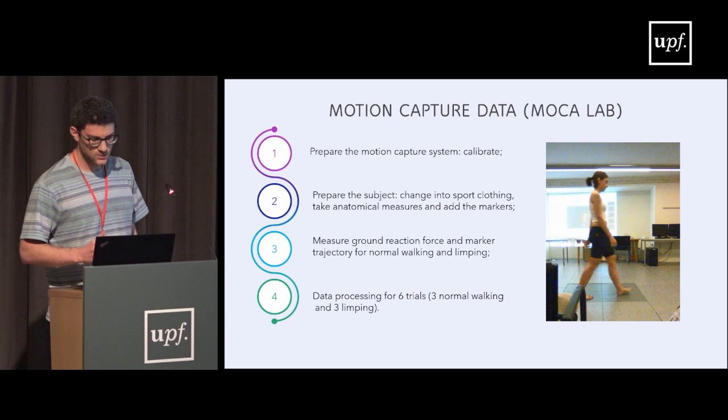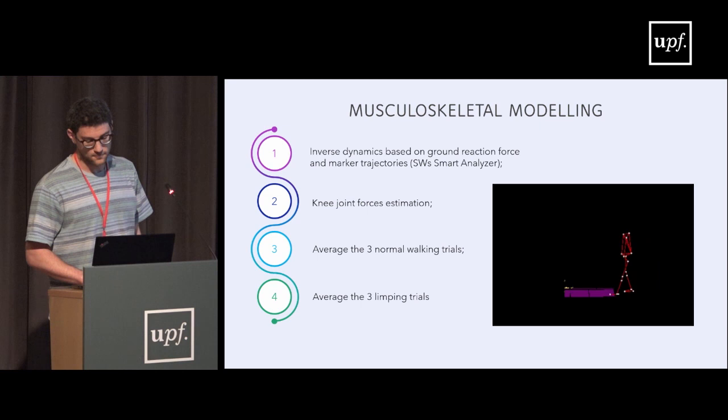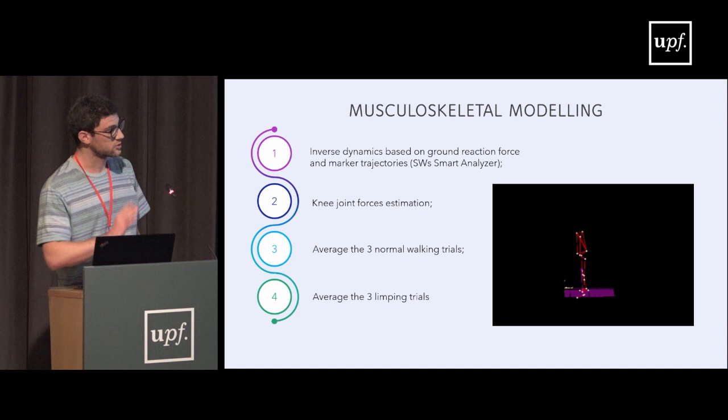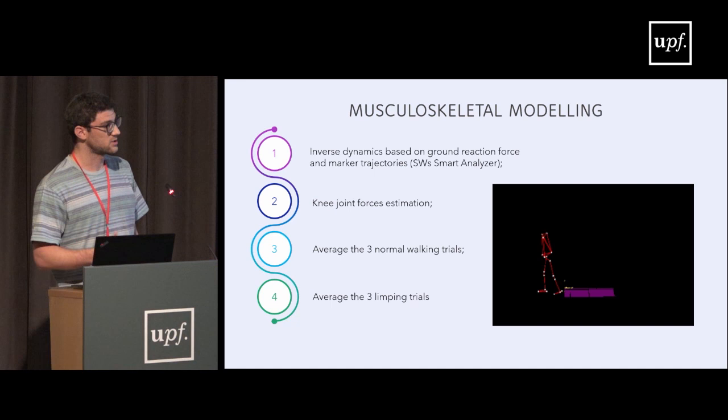From this data, as we see here in this example, these little white dots are the markers that we placed on the individual, and these red lines are segments connecting what is representative of the human skeleton to some extent. Over these purple rectangles at the bottom, there are arrows going upwards. These represent the ground reaction force. We use this information of where this person is in space relative to the force plates to get estimates of the different joint forces. In this case, we're interested in the knee.